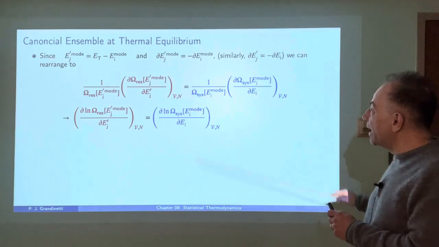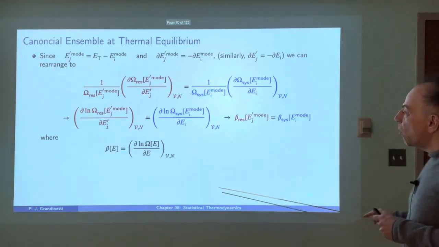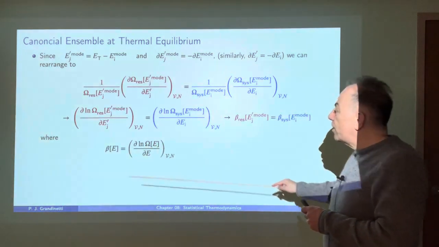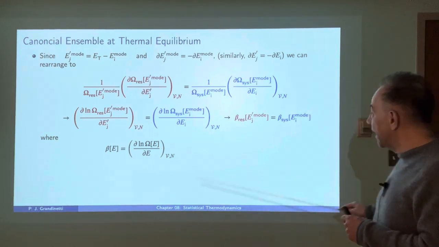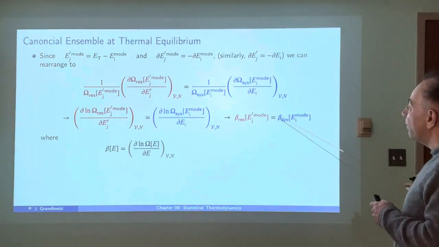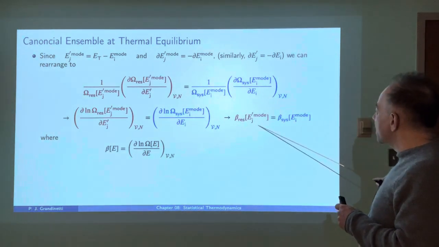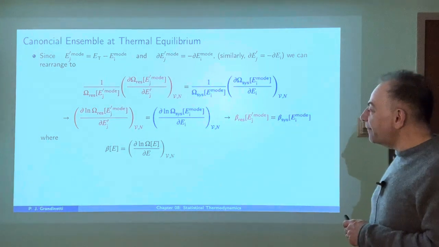Then we're going to define this derivative as a quantity called beta, where beta is the partial derivative of the log of the number of states at a given energy with respect to the energy. And as we see in this example, at the maximum, the beta for the reservoir has to be equal to the beta for the system.